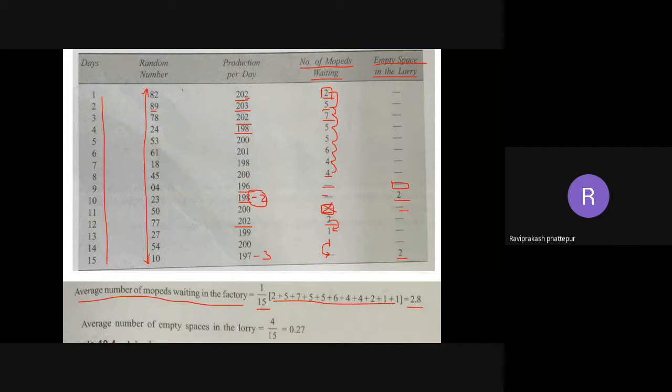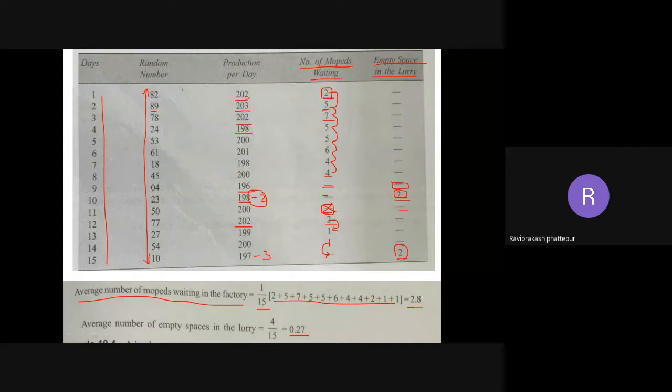If you see the average number of empty spaces in the lorry, see here 2 plus 2, only 4, divided by how many days? 15. So 4 divided by 15 is 0.27. It's almost 0, you can say, or if you round it off because some value is there, it will come to 1. But there are many places where there is no space in the lorry, so you can round it off to 0 itself. If you don't round also, it is fine. So on average 0.27 space is empty in a vehicle, and approximately 3 vehicles, 2.8, are waiting in the factory per day. So this ends the problem here.